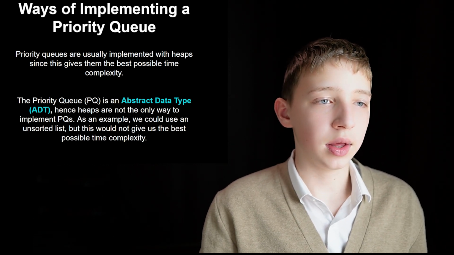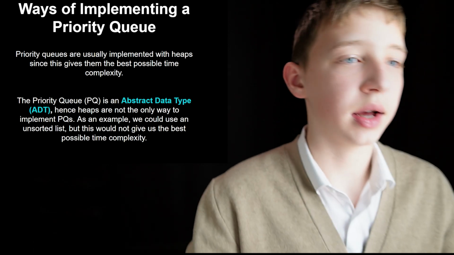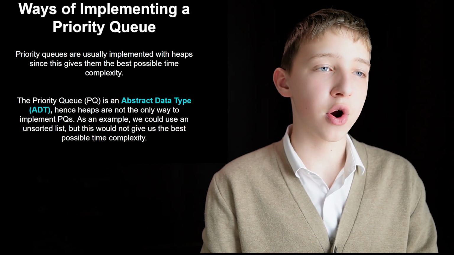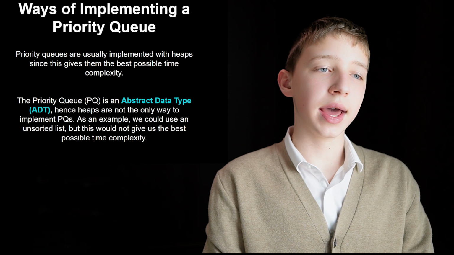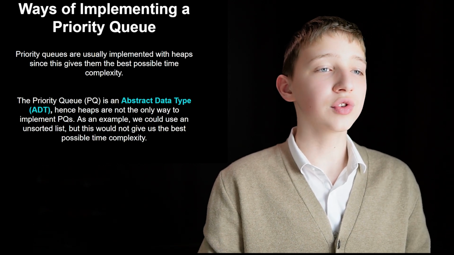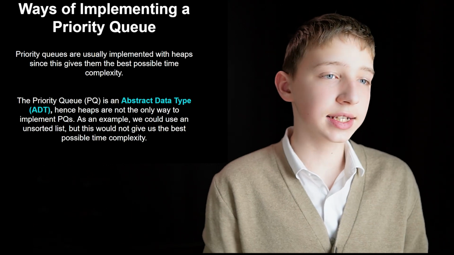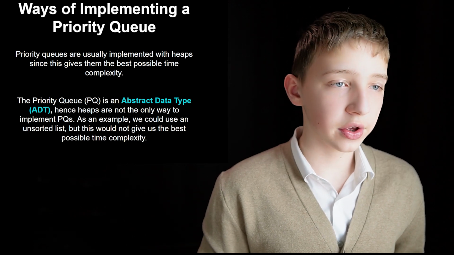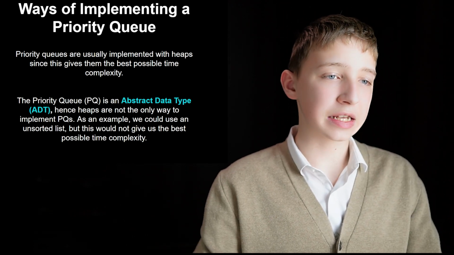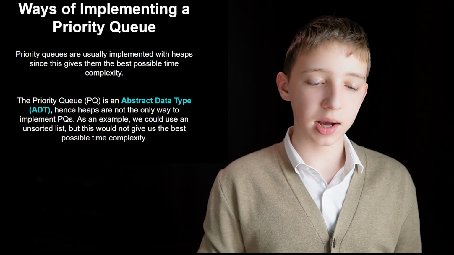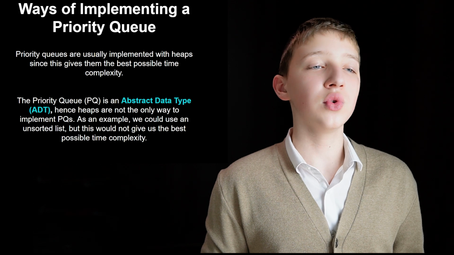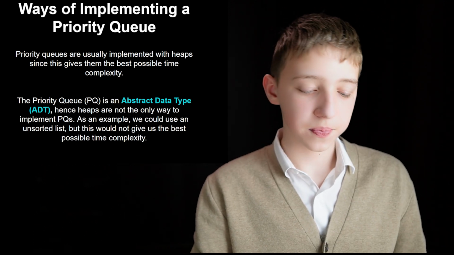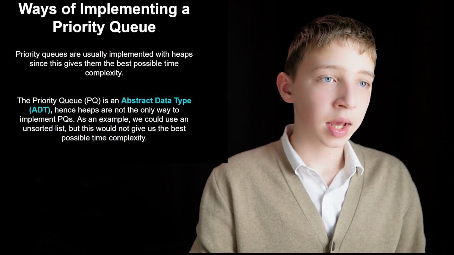For example, we can use a heap, which lets us actually implement the behavior a priority queue should have. As another example, we can use an unordered list to achieve the behavior we want for a priority queue, but this would not give us the best possible time complexity. So it's much more effective to use a heap instead of an unordered list, etc.